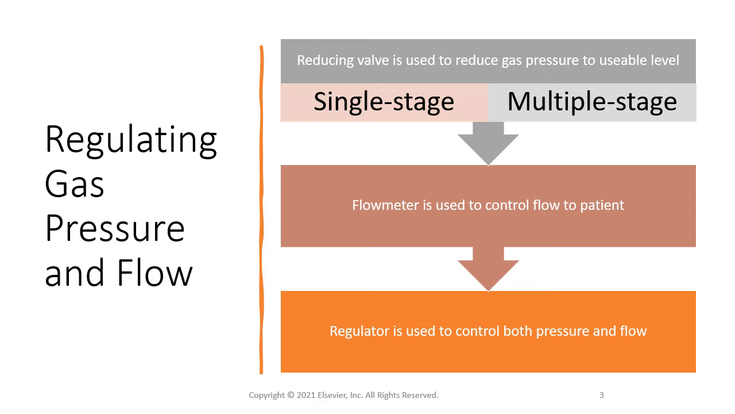Next, let's talk about a flow meter. What is a flow meter? Well, a flow meter is used to control flow to the patient, and I'll show you several different types of flow meter. A regulator combines both. A regulator is used to control both pressure and flow. So a regulator contains both a reducing valve and a flow meter.